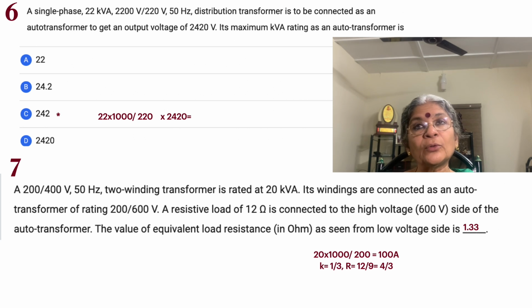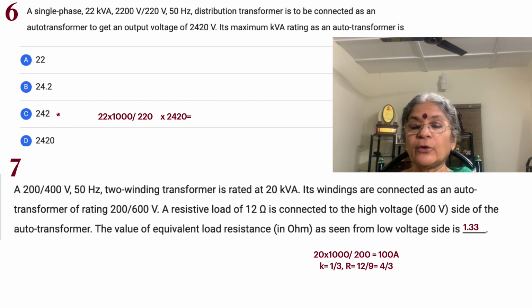the higher winding. So the lower winding you can definitely find out. That's the reason why 20 kVA divided by 200 volt. 200 volt is giving us a big ampere, and that ampere multiplied by 600 is going to give us the maximum possible kVA. So let's move on. Its windings are connected as an auto transformer of rating 200 by 600. So 200 is the input side, 600 is the output side. It could be 400 as well.